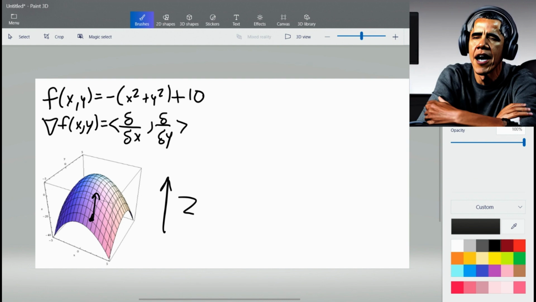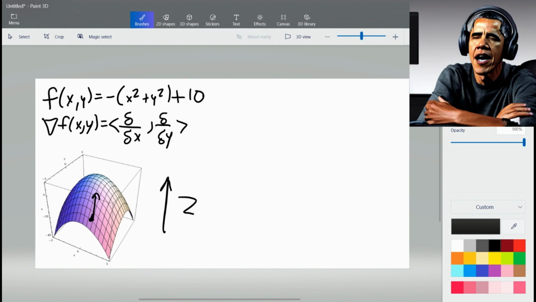Think back to your day 1 calculus class. The derivative of a function tells you the slope at a certain point. To find the slope in every direction of a 3D function, we find the partial derivatives of the function with respect to each of its variables. The result is a vector that tells us how quickly the function changes and in what direction is the largest increase.